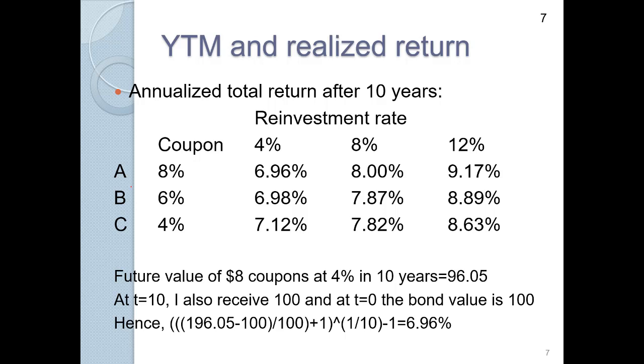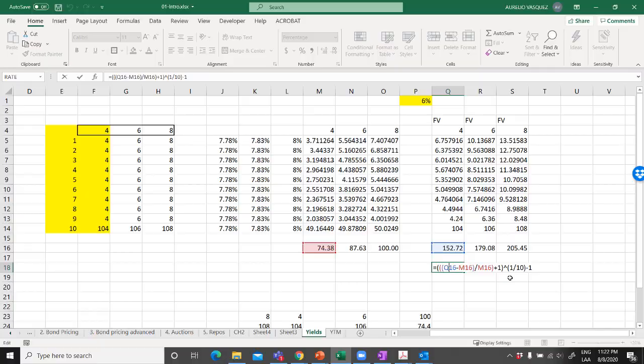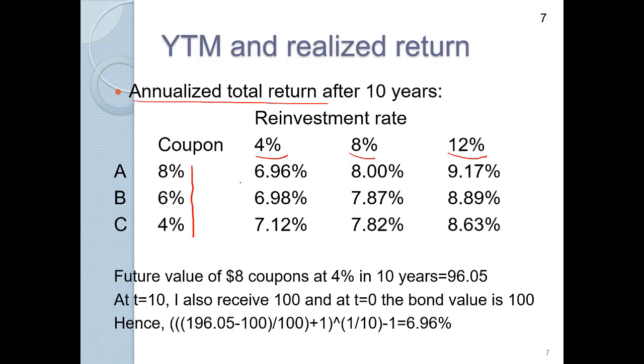So here we're going to compute the annualized total return after 10 years of our bond. So in here we have our 3 bonds, the 8%, the 6%, and the 4%. And we're going to work with different reinvestment rates, 4%, 8%, and 12%. So what do I mean by that? So the point here is, if the reinvestment rate is 4%, then you see that the bond that is going to get the highest return is bond C.